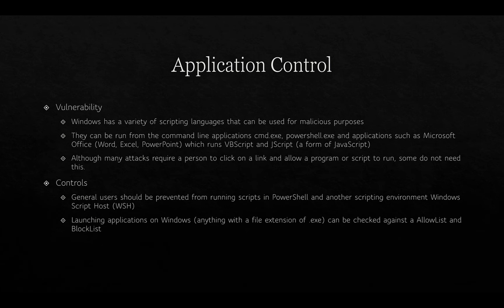Now, of course, this can be restricted to administrative privileges only, but of course there are ways of getting around that, including vulnerabilities that have been shown in PowerShell itself. Other controls are general users should be prevented from running scripts in PowerShell, and another scripting environment in Windows called Windows Script Host, WSH, and launching applications on Windows, anything with a file extension of .exe, and you can implement allow lists and block lists on applications to prevent anything that you haven't authorized from being run on a computer.